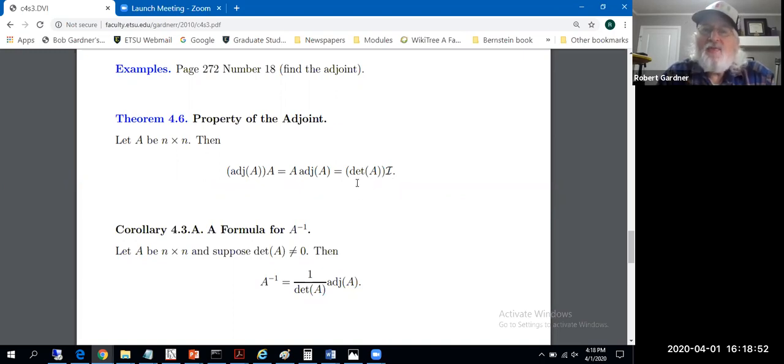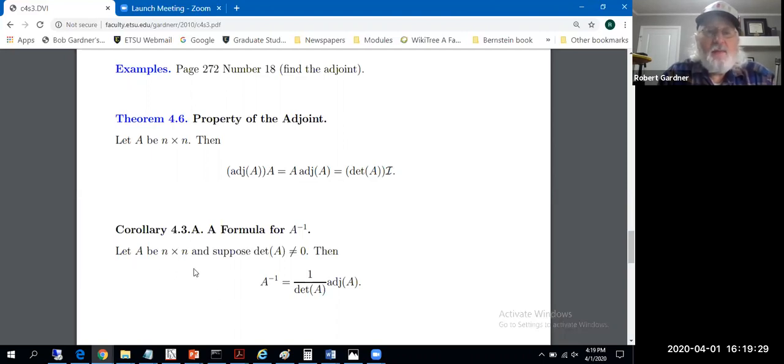So what this right-hand thing would be is an n by n square matrix, zeros below the diagonal, zeros above the diagonal, and that number, determinant of A, whatever that is, along the diagonal. Okay, so we've got a scalar multiple of the identity matrix, and we got a product of matrices here related to the identity matrix. So this theorem 4.6 isn't quite the punchline in terms of adjoints. It's this corollary, 4.3.8 that is.